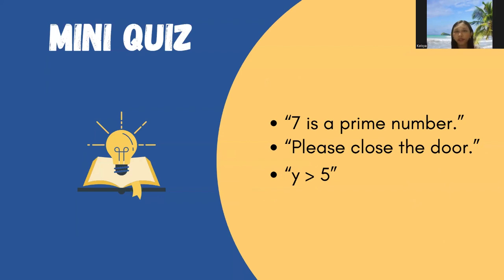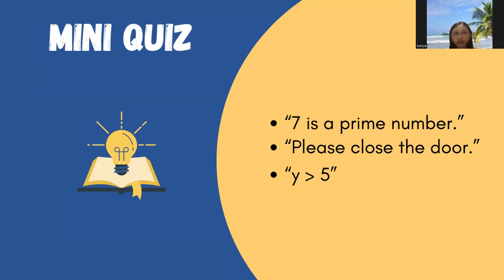I have a mini quiz for you. Please determine whether the sentence is a statement or not. For number 1, 7 is a prime number. It is a true sentence, so it is a statement. Number 2, please close the door. It is not a statement because it is not a sentence, but a command. Number 3, y is greater than 5. It is not a statement because it depends on y.